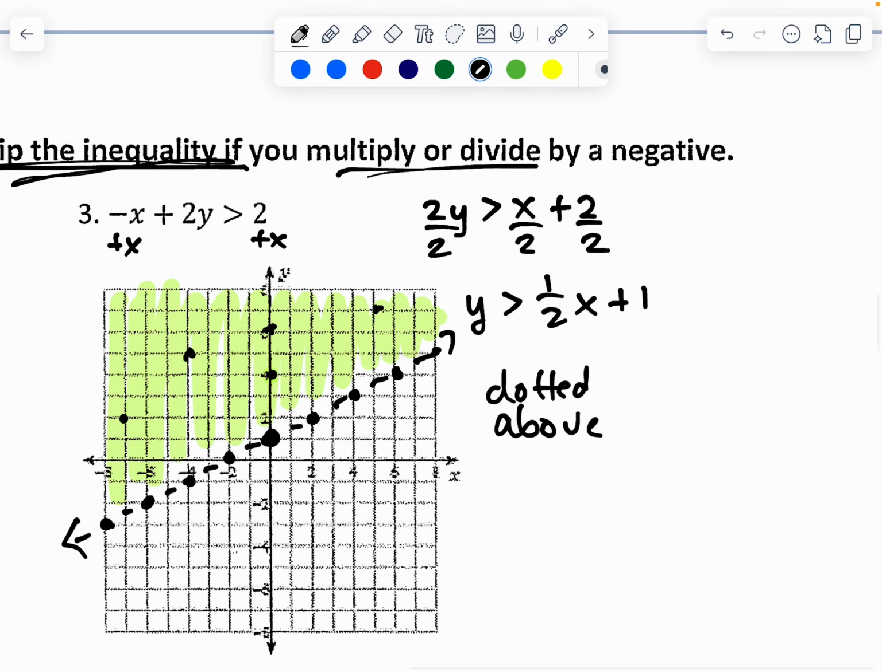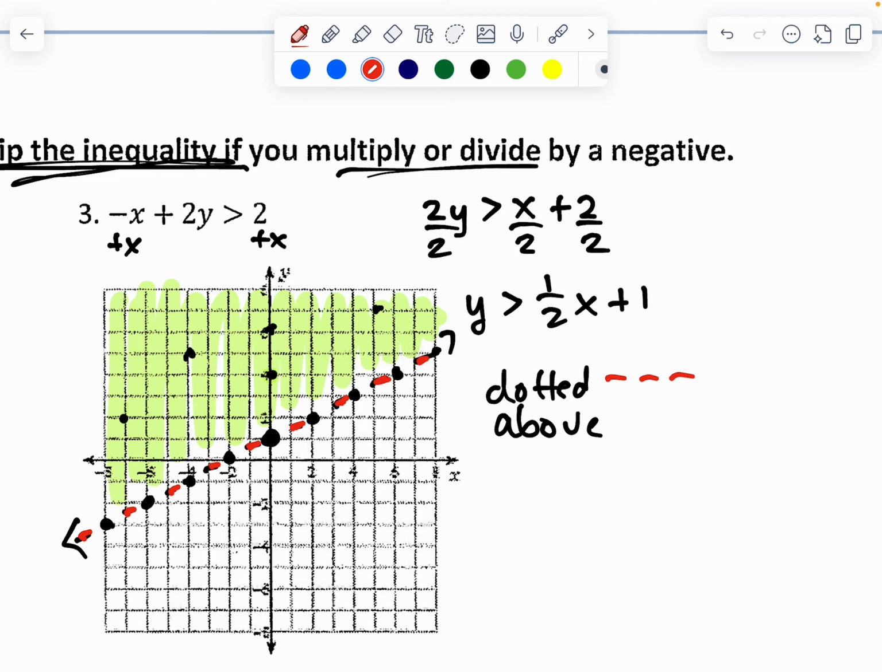It's a dotted line, so I want to clearly make sure, if you can see my lines right here, you can clearly see that this is a dotted line. Okay. So you want to make sure that you clearly see that that's dotted, and it has to be shaded above because it's greater than. My equation is 1/2 x plus 1, so I'm going to graph it. I'm going to draw a dotted line, and I'm going to shade everything above. So my graph should look like this.